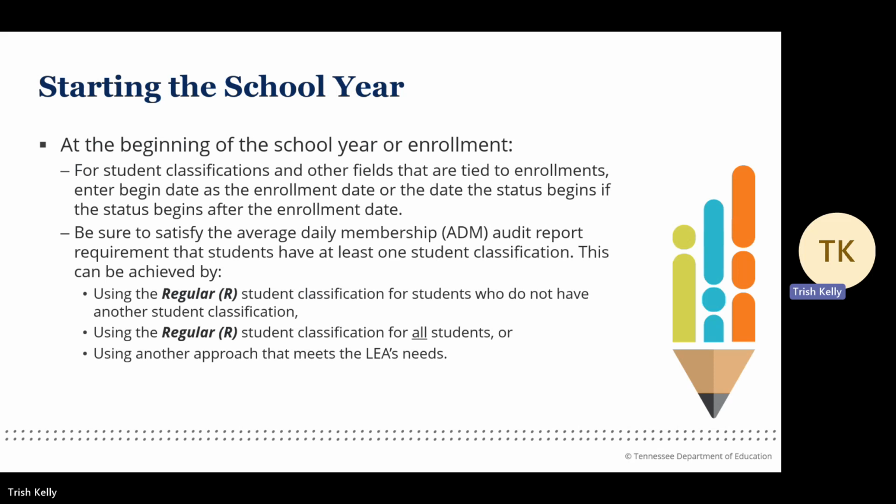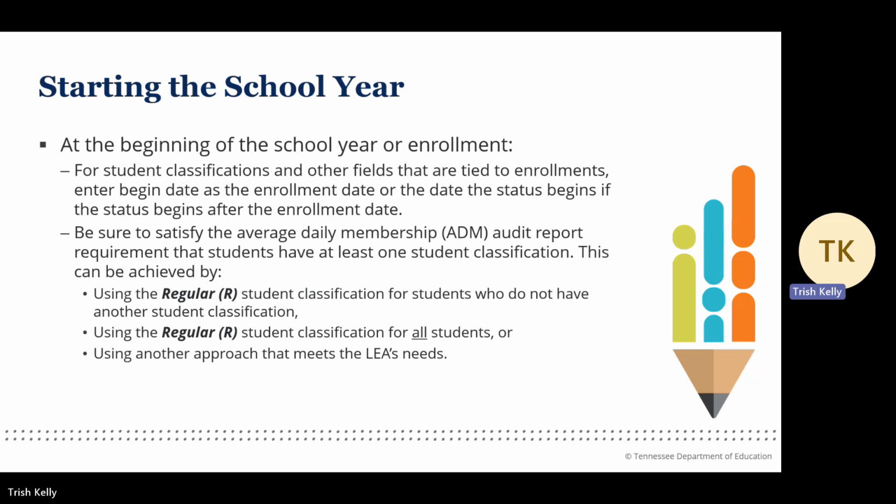We will begin with suggestions for starting the school year. At this point, I would like to alert you to changes affecting student classification begin dates. At the beginning of the school year or enrollment, for student classifications and other fields that are tied to enrollments, enter begin date as the enrollment date or the date that the status begins, if the status begins after the enrollment date. The change is that this language applies to all student classifications, including those associated with members of the economically disadvantaged subgroup, J Direct Cert, FOSA 1 Foster Care, H Homeless, I Migrant, and U Runaway.